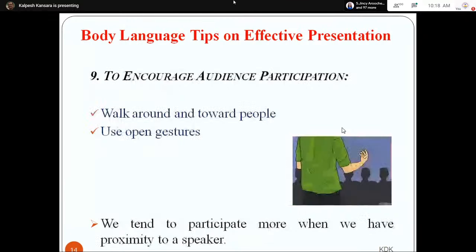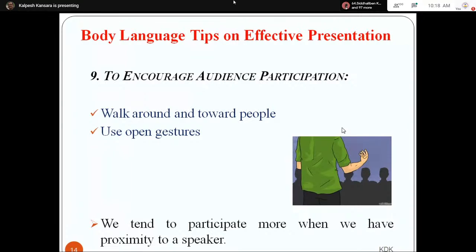Further, to encourage audience participation, what you should do: walk around and toward people. If you have some space to walk, you should certainly take a walk and use open gestures to encourage audience participation. Don't close your fists or put your hands in your pockets if you want to encourage audience participation. So going near to them a step or two will certainly encourage them to participate.